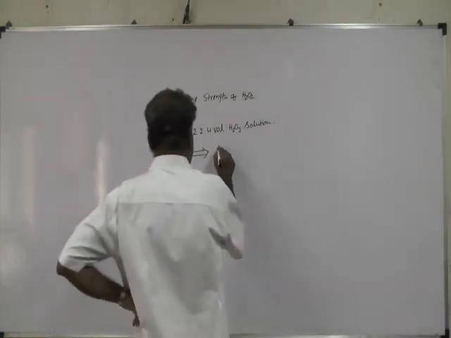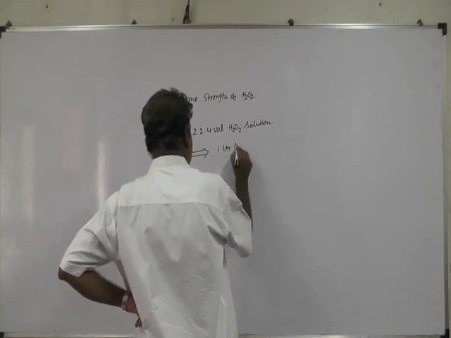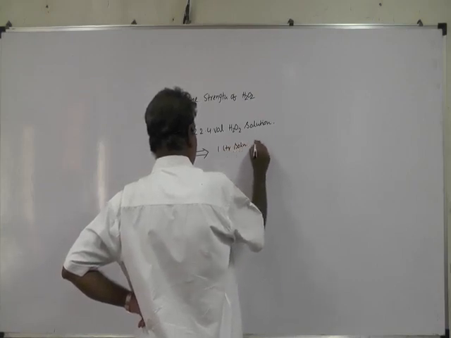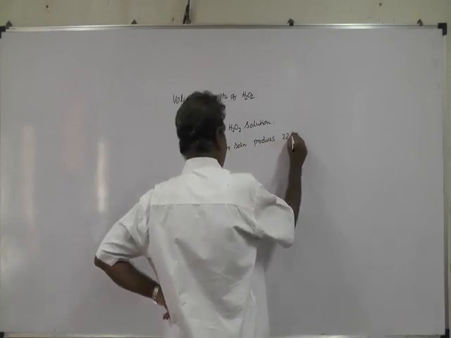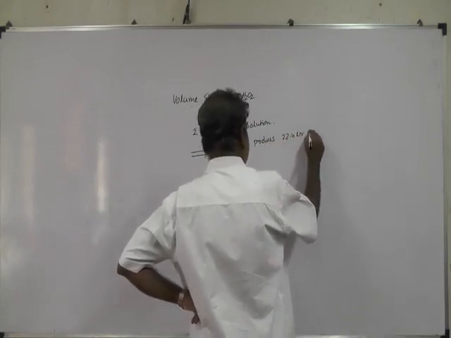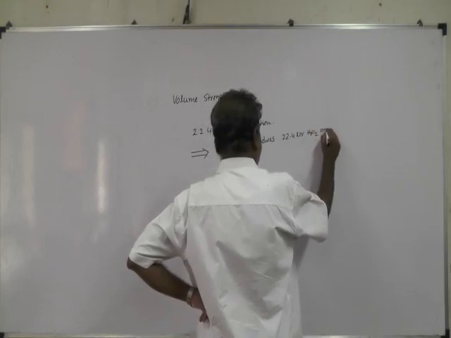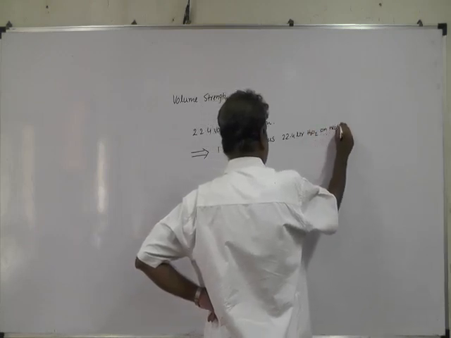1 liter solution produces 22.4 liter of oxygen on heating. This is the meaning of that.